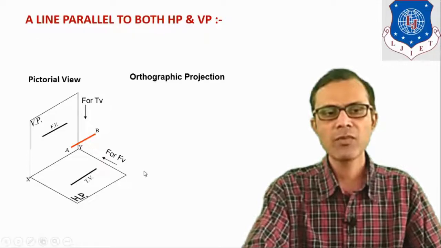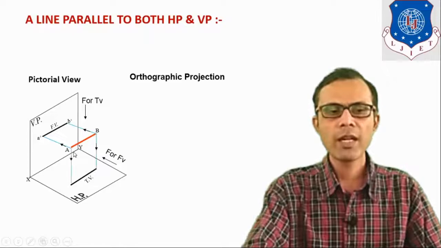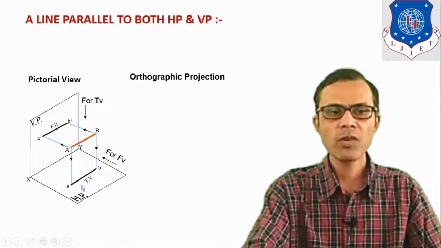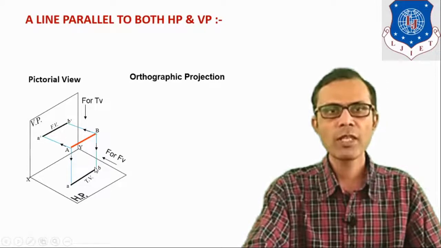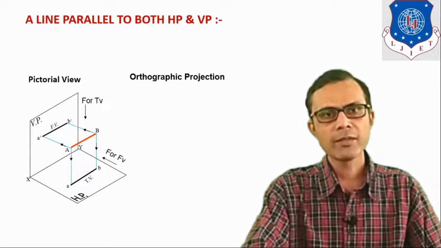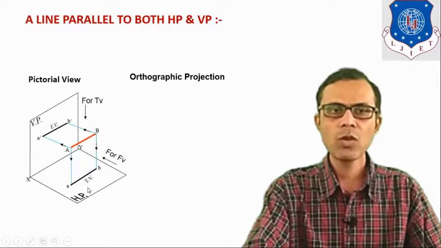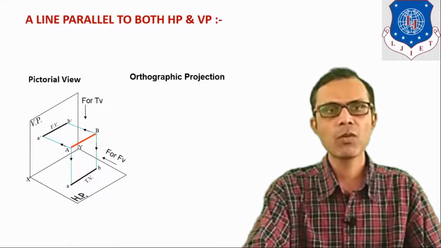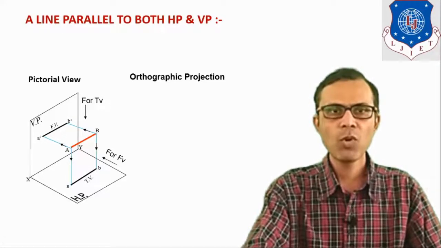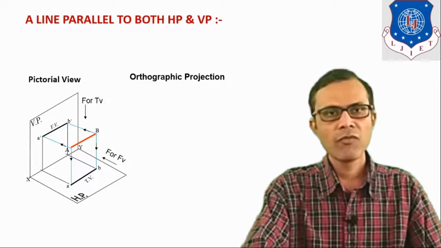This is the direction for the front view, and from the front view direction it can be seen as A dash B dash, the front view, with the same actual length as the given line. When we look at this line from the top view direction, AB is the top view for the given line with the actual length of the given line. So in both cases, in the front view as well as the top view, it shows the true length because the line is parallel to both HP and VP. So the front view and top view both are lines with true length.